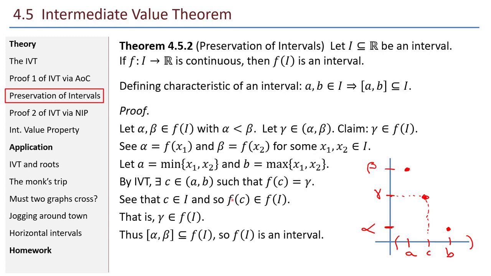Which is to say, gamma was just chosen arbitrarily between alpha and beta. That means that every value between alpha and beta is also in f of I. So in fact, the closed interval from alpha to beta is a subset of f of I, and so indeed f of I must be an interval. There it is, a nice corollary to the intermediate value theorem. Intervals are preserved under a continuous function.